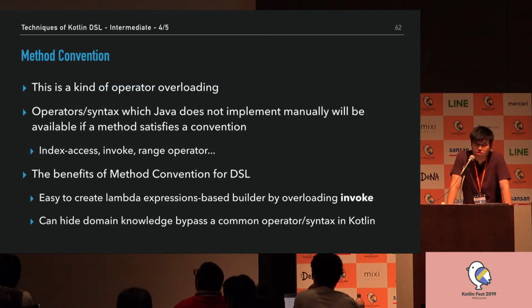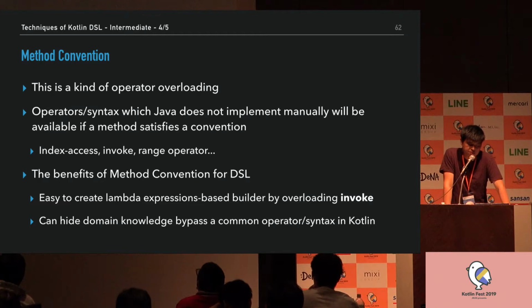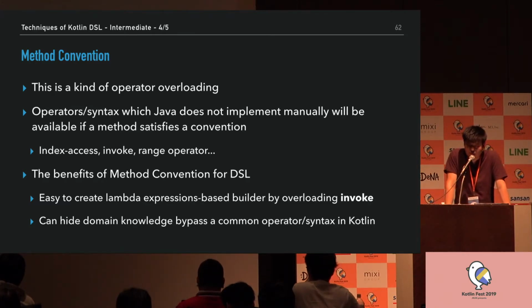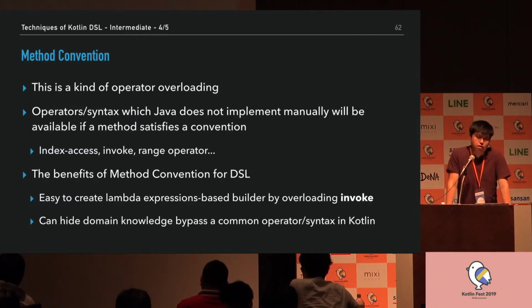A method convention is a kind of operator overloading. If a method satisfies a convention, then an operator or syntax which Java does not have can be used in Kotlin. For example, index access, invoke, and range operators are famous. Method convention lets us create lambda-based builders easily by overloading invoke. And it may be able to hide domain knowledge by passing a common operator in Kotlin.